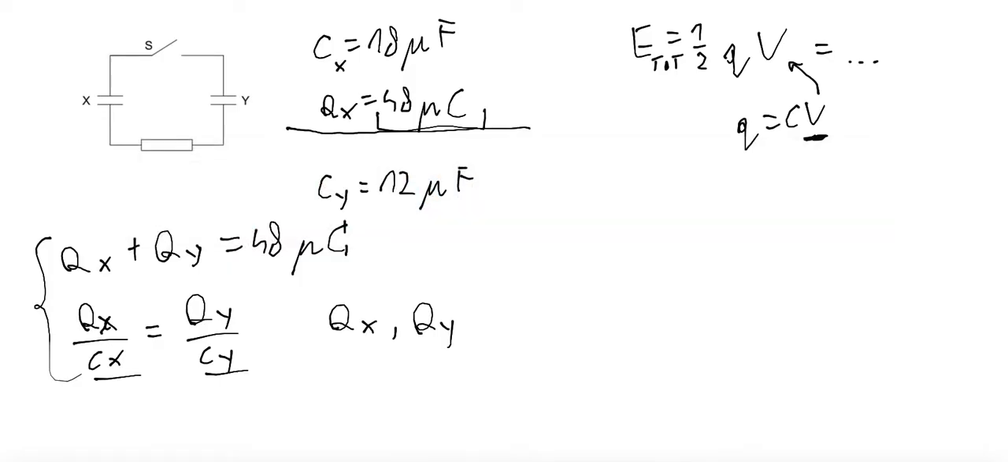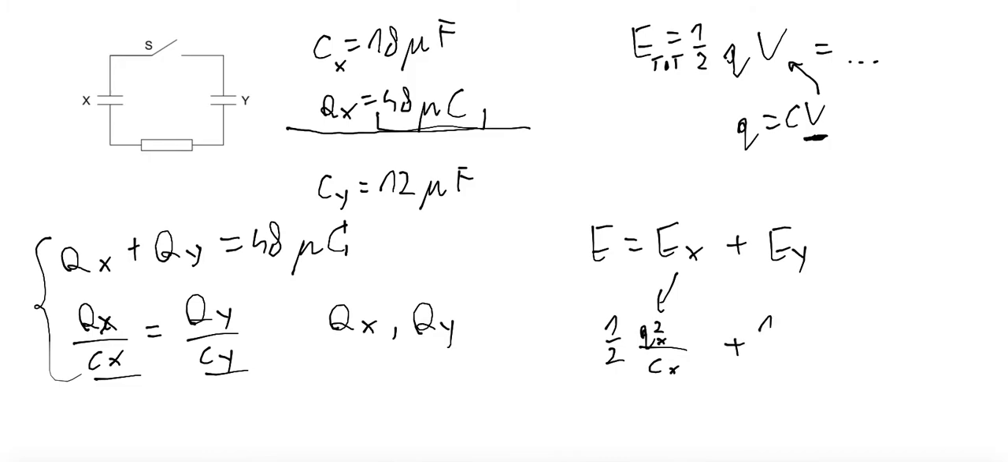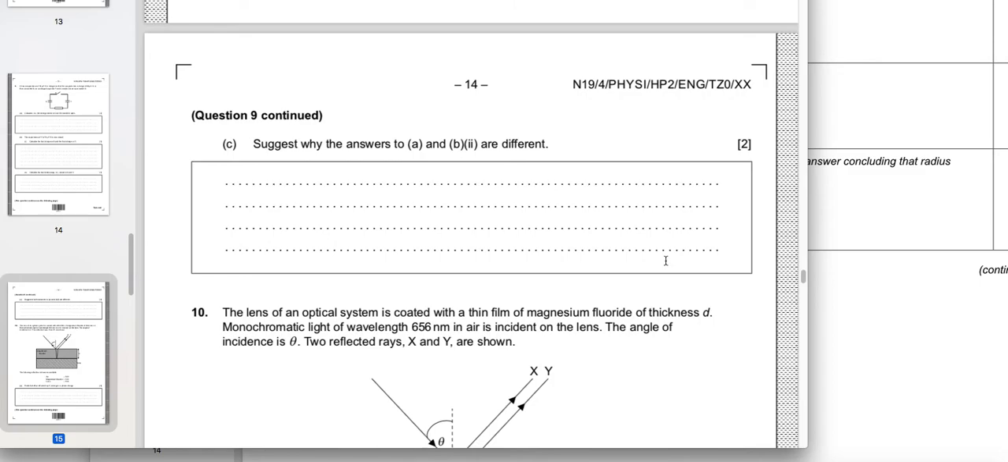So the final energy stored is the energy on X plus the energy on Y, where the energy of X is half of, we know Q and we know C. So the best is to write Q squared over C, of course in the case of X, and Qy squared over C in the case of Y, and you have to add both. Okay, and probably this energy will be less than the initial energy.